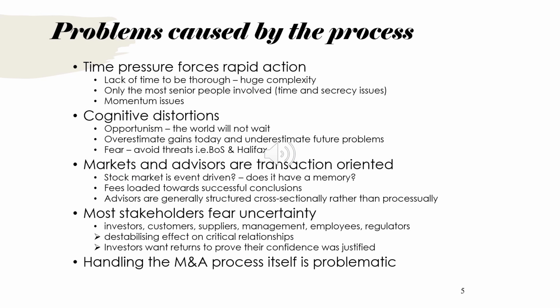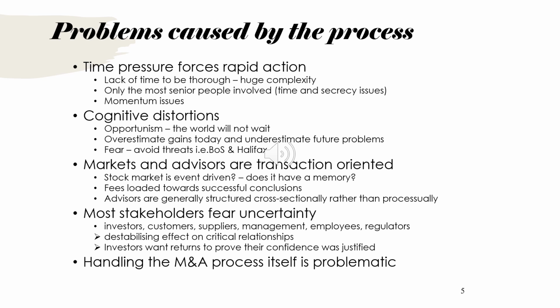So there are lots of problems that are caused by the M&A process, and here's a list of a few of them. The first one we talked about a little bit, which is time pressure to get the deal done. And this is a real problem because it means you can't be very thorough in your investigation. And let's face it, companies are complicated. We tend to only use the most senior people because of time pressure and also the need to be secret. You don't necessarily want your competitors knowing what you're doing until you announce. And of course, momentum, which I mentioned earlier.